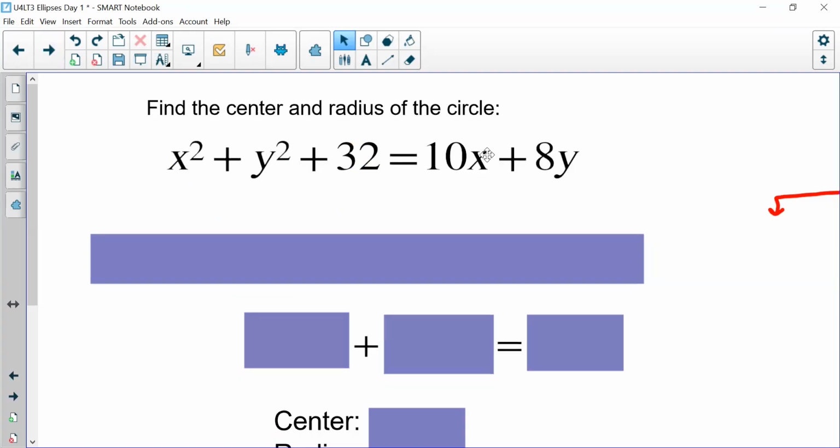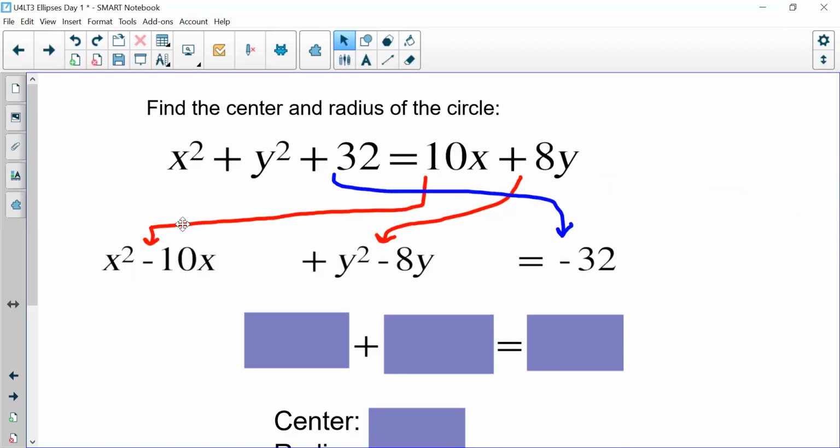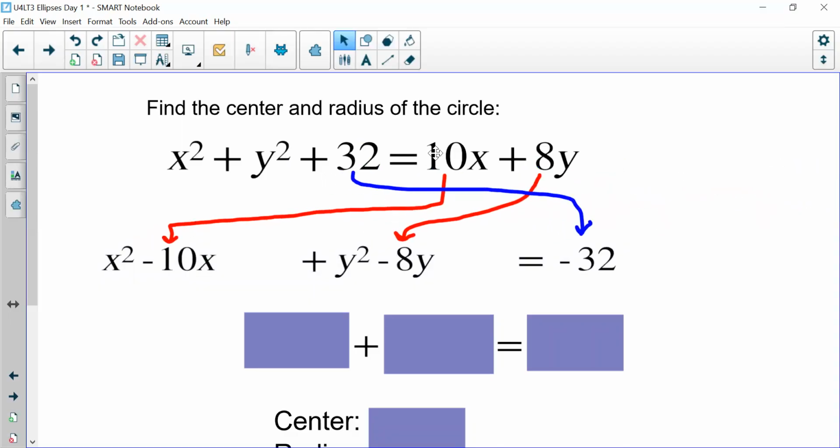So this is the equation. It is a circle. And the first thing we want to do is reorganize all 5 of these terms. I'm going to get the number 32 on the right-hand side, and I'm going to get all the x's and the y's on the left-hand side. And I'm going to organize them by term. So x goes with x, y goes with y, etc. So here's the movement that happened. I subtracted 10x on both sides. I subtracted 8y on both sides. I subtracted 32 on both sides.